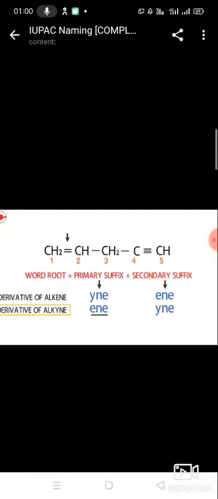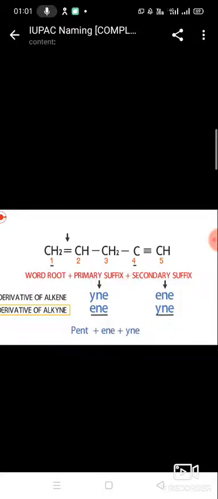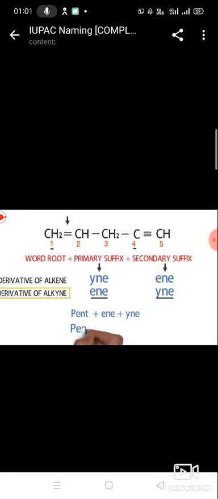So ene means double bond. Yne is the triple bond. Pent, that is 5 carbon atoms. In that ene is there, yne is there. Ene is present in first carbon. Yne is present in fourth carbon. So pent 1 ene 4 yne.